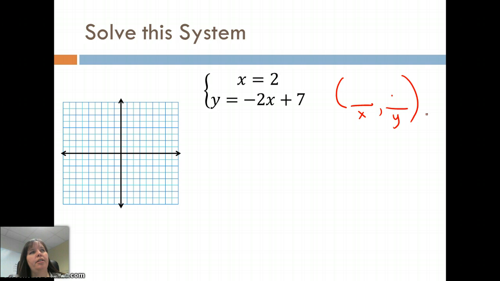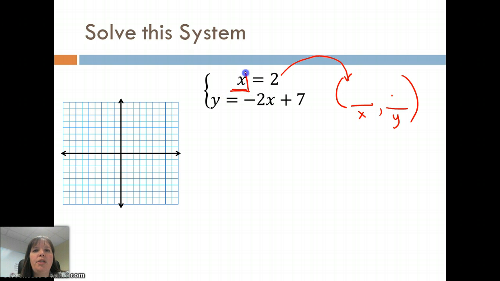Substitution, think the word substitute, taking the place of. In general for algebra, we're talking about taking the place of a variable. We're trying to find this point here, and we have these two equations, x equals 2, y equals negative 2x plus 7. What we should see pretty clearly right now is, oh look, we already have part of our equation. We know that x is equal to 2 for this one. The question is, how can we find the y value?